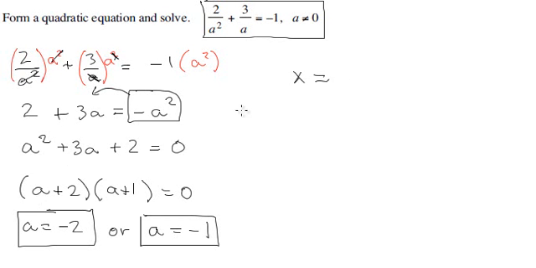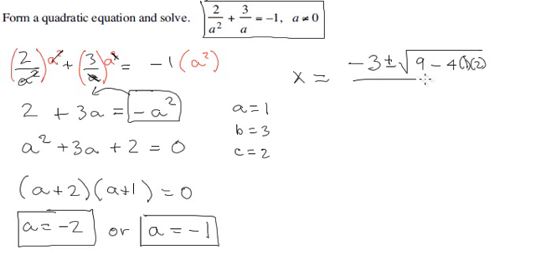With this equation, a is 1, b is 3, c is 2. So by the quadratic it would be minus b plus or minus root b squared minus 4 times a times c all over 2a. So we get minus 3 plus or minus root 9 minus 8 is 1 all over 2. So, two possibilities.